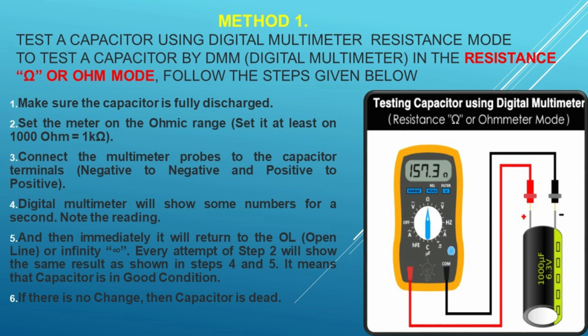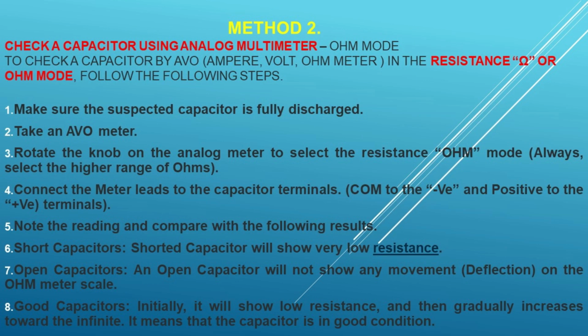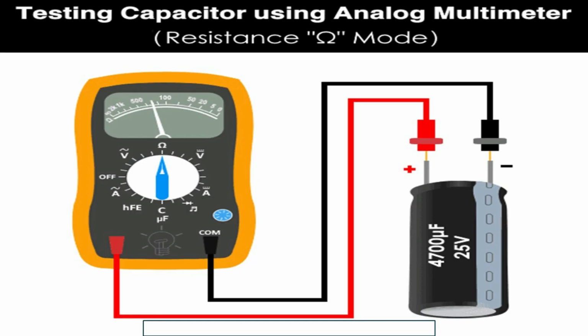Here, we can check a capacitor with an analog AVU meter, i.e. ampere, voltage, ohm meter, as well as a digital multimeter. Either the capacitor is in good condition or should we replace it with a brand new one. Note, to find the value of capacitance, you need an analog or digital multimeter with capacitance measuring features. Below are 8 methods to check and test that a capacitor is good, defective, open, dead, or short.